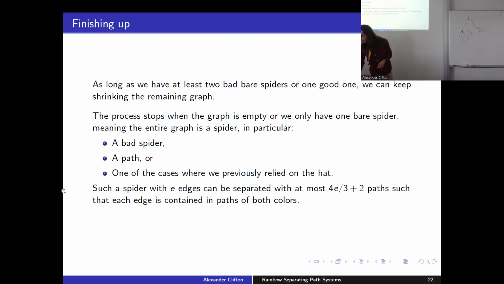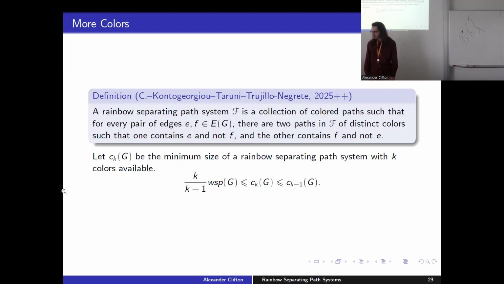Okay, so that more or less finishes things up for trees with 2 colors. Then I'll actually use the name of the talk, which is we define rainbow separating path systems for more than 2 colors. And the idea is just that for every pair E and F, there's going to be some path that has E and not F, some path that has F and not E, that are distinct colors from each other. And more colors just makes your life easier.